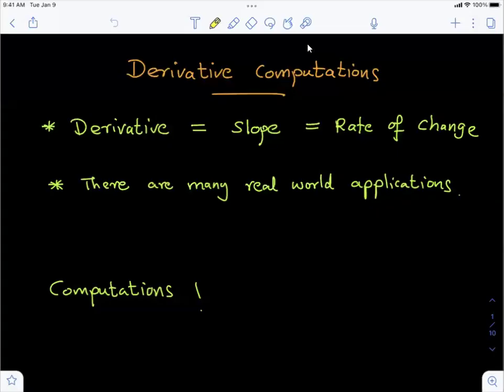Hello, everybody. Welcome back. In this lesson, we will go over derivative computations. If you recall, up to this level, we have seen the definition of the derivative, and in particular, we talked about the meaning of the derivative. We talked about how the derivative can be applied, or at least we saw it qualitatively, in geometric or real-world applications.